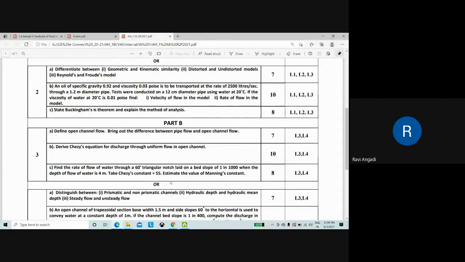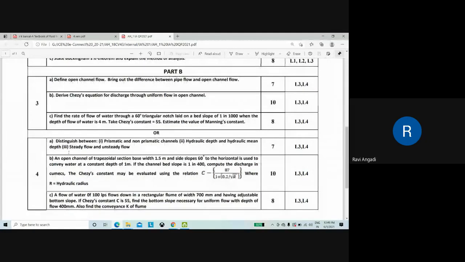So many of you have solved only up to Q and forgot to calculate Manning's constant. For that also the marks are deducted. So you have to read the question carefully, then answer it.